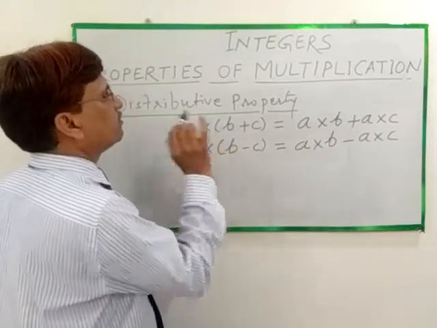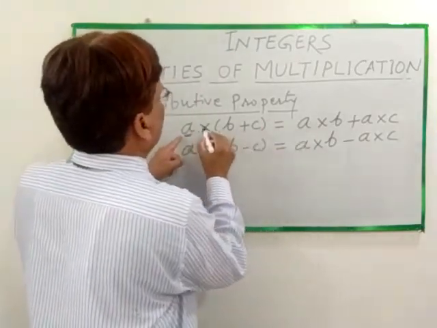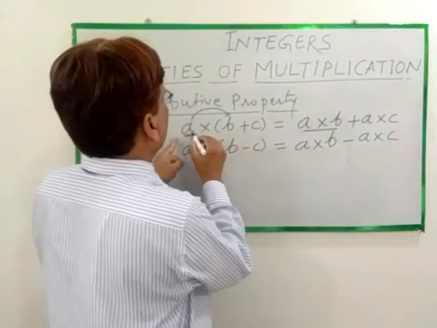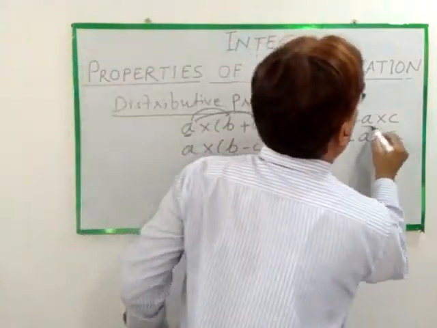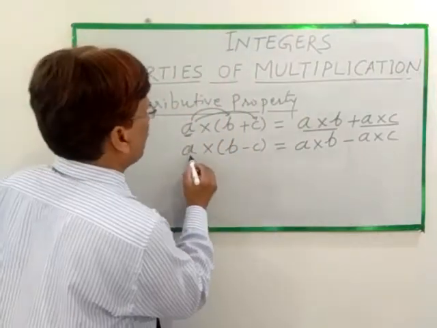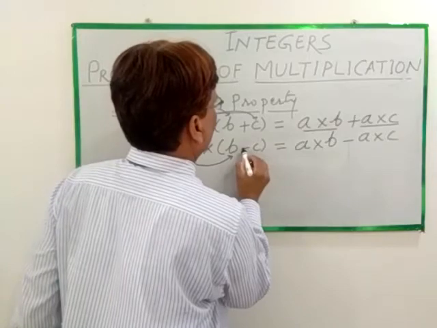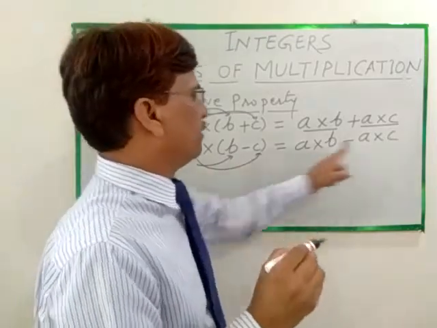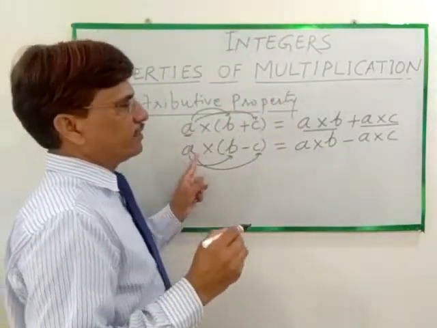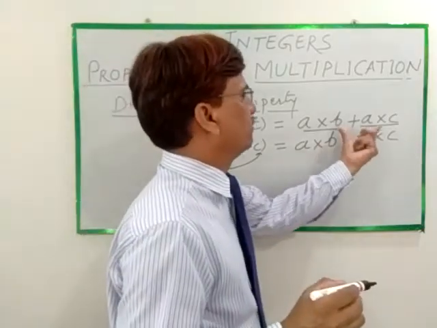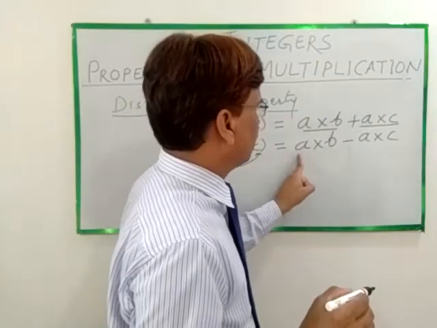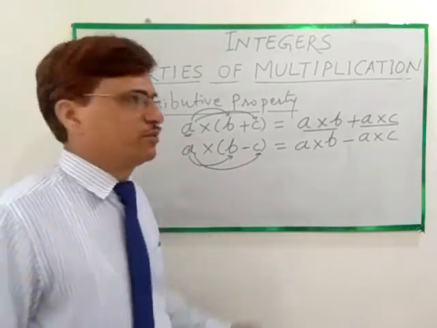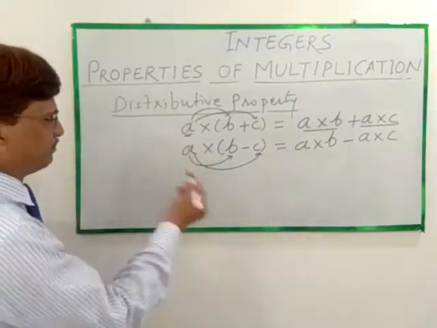A is outside the bracket, and here we multiply A into B, then again we multiply A into C. Same as here, we multiply A into B and put the minus sign, and again multiply A into C. This means we distribute A into B and A into C. Here you can see A into B and A into C. Now we will check by taking some examples.